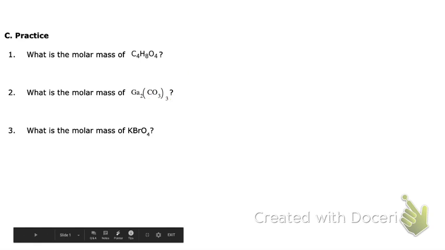Last example, we have the potassium bromate. So you have 3 elements again. Listing them out, we have K, Br, and O. We have 1 K, 1 bromine, 4 oxygen.